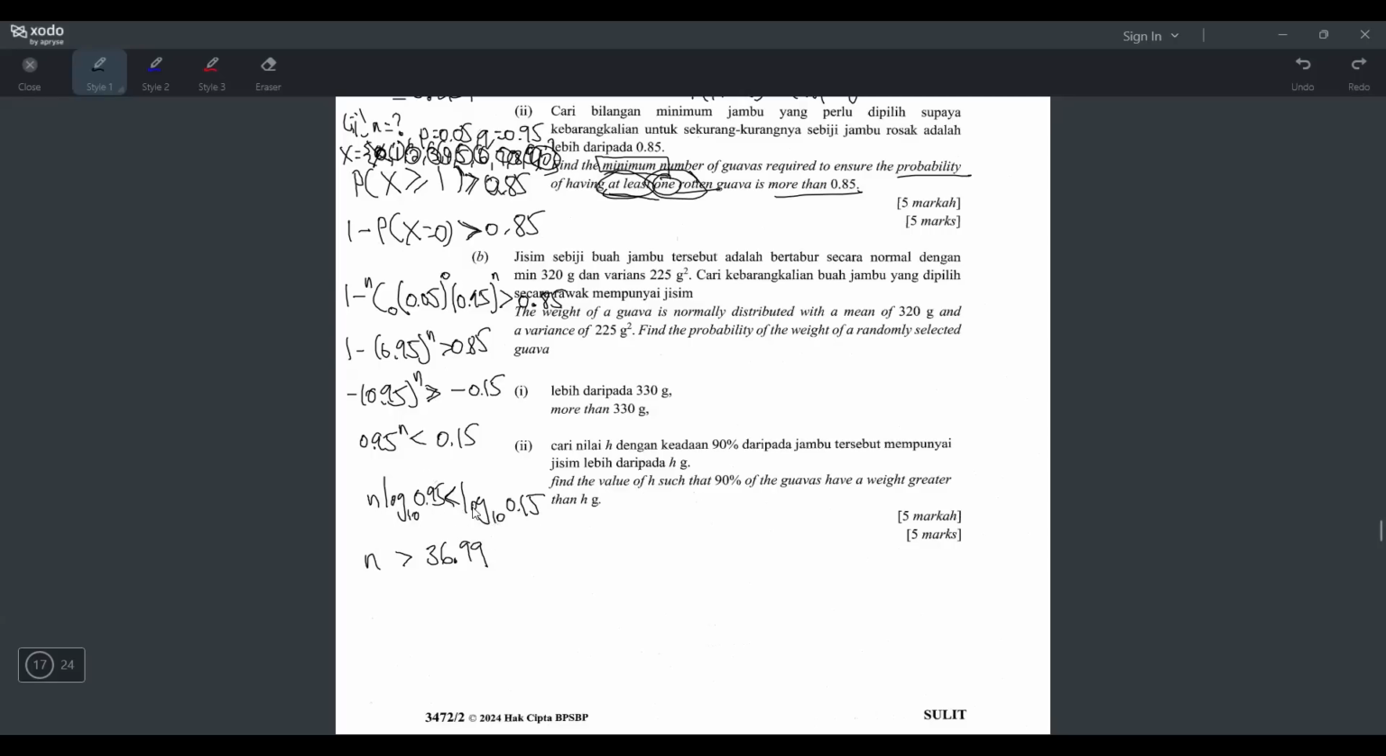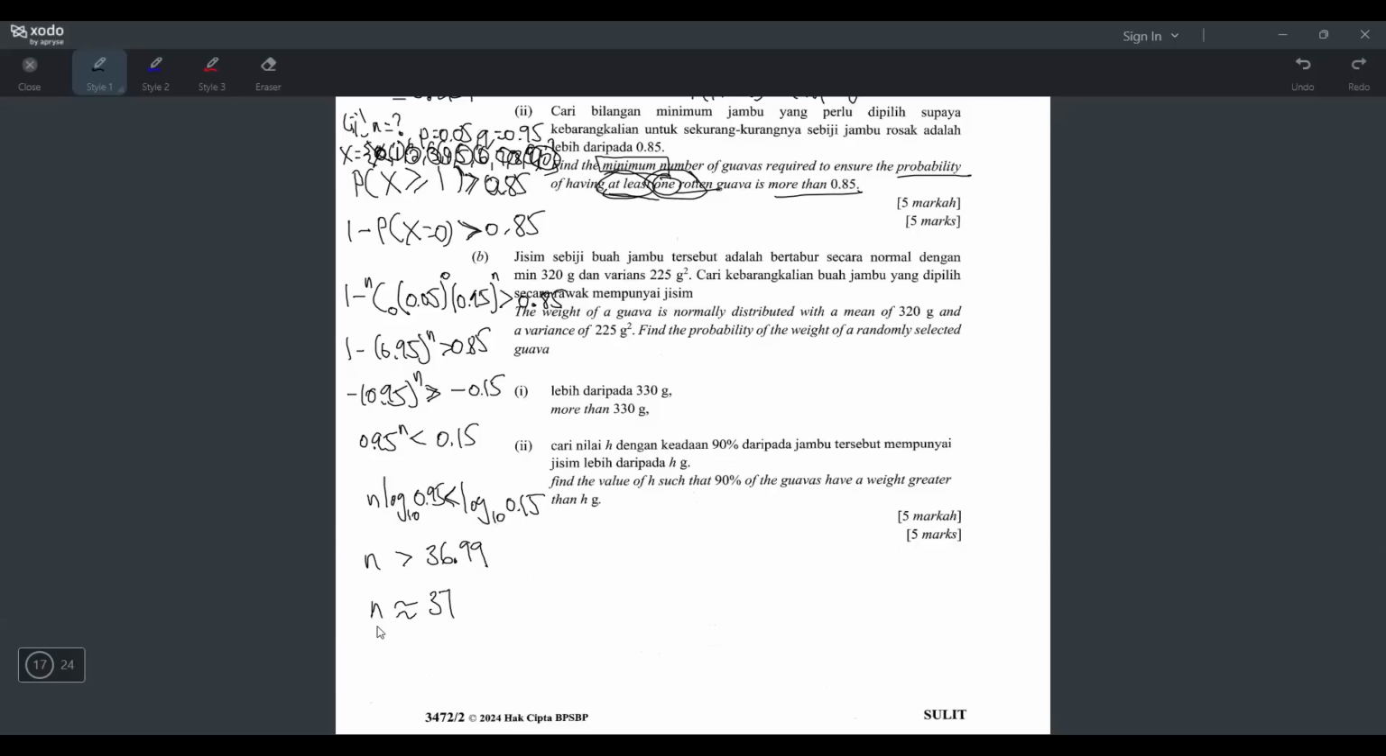You have to flip, you have to terbalik the sign. That's why smaller become bigger. It means your n has to be any number bigger than 36.99, but it has to be integer. So the integer that is bigger than this is 37, right? Okay, why don't you take 38 or 39 or 30 or 40? Like 38, 39 also bigger, right?